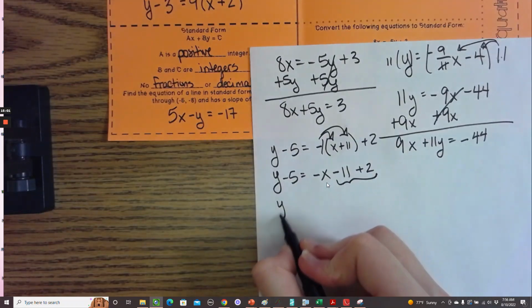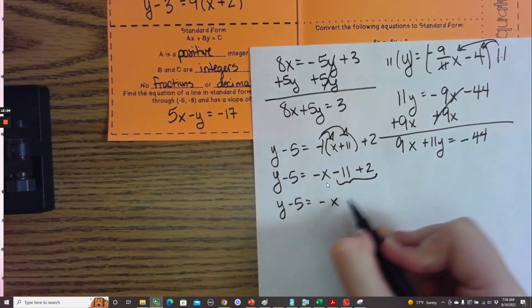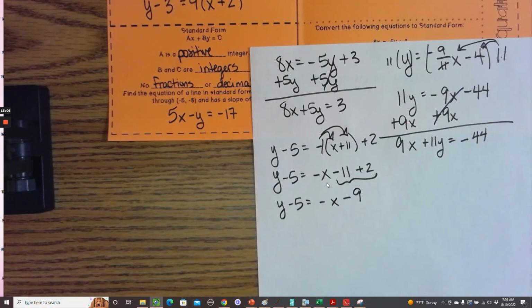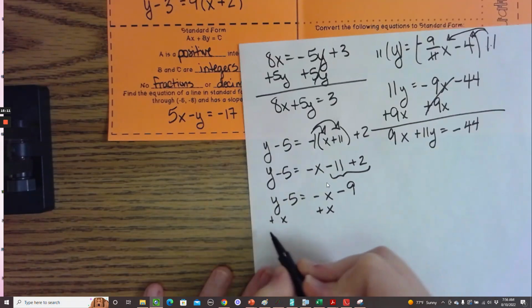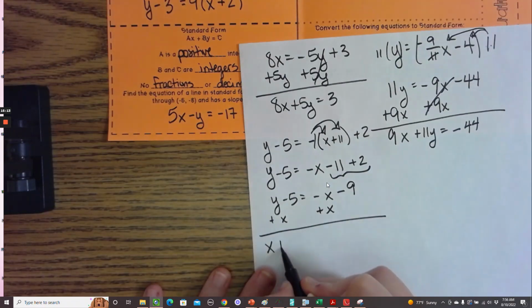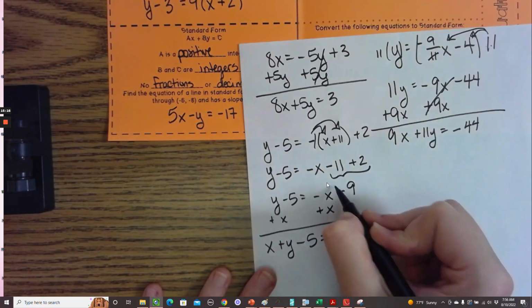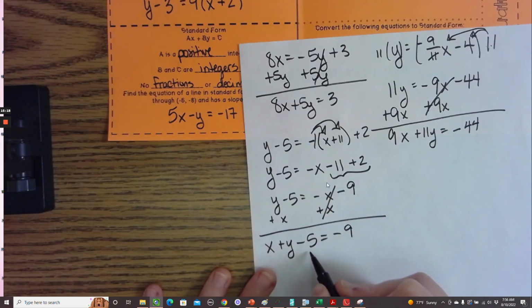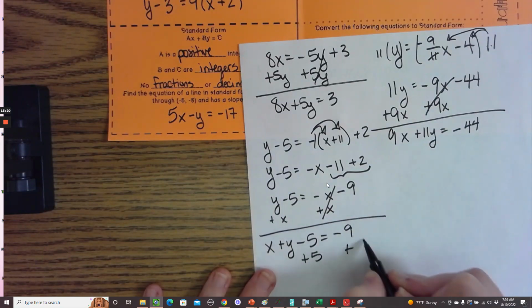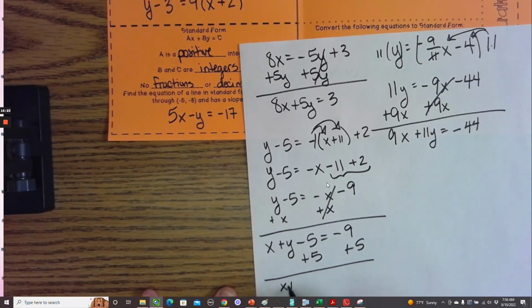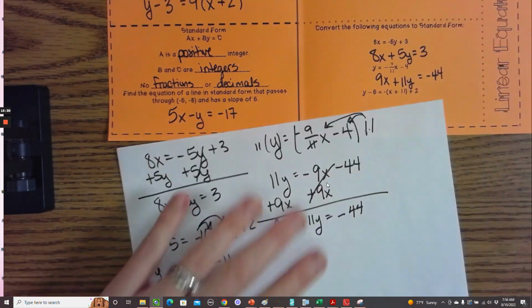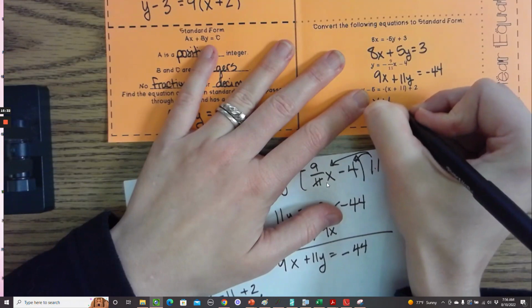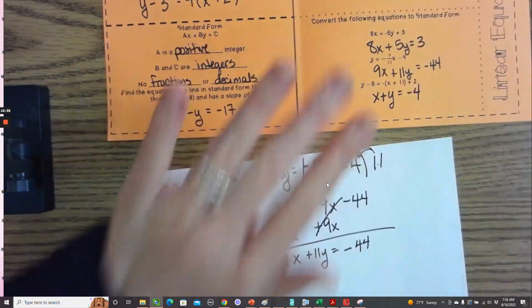Combine like terms. Start moving pieces. I'm going to move the x because it's negative. So I have x plus y minus 5. This cancels. Move the 5. x plus y. This cancels. Negative 9 plus 5 is a negative 4. So x plus y equals negative 4.